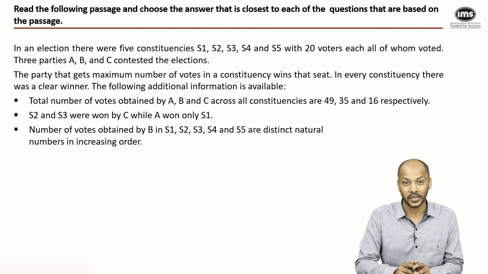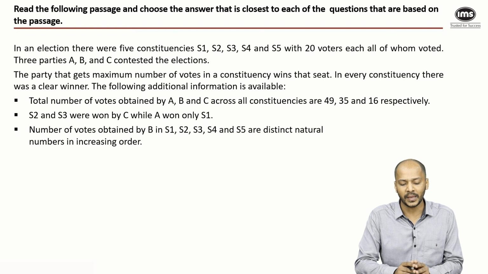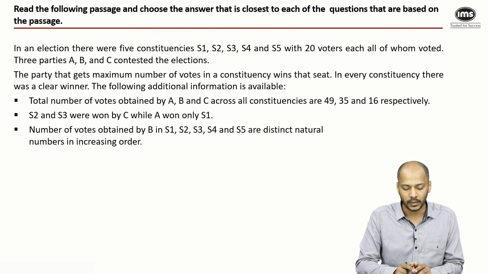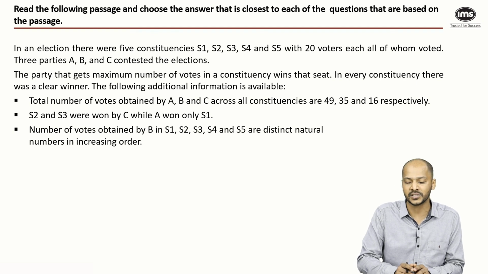In an election, there were 5 constituencies S1, S2, S3, S4 and S5 with 20 voters in each, all of whom voted. 3 parties A, B and C contested the elections. The party that gets maximum votes in a constituency wins that seat. In every constituency, there was a clear winner, so there was no tie at the top. The following additional information is available. Total number of votes obtained by A, B and C across all constituencies are 49, 35 and 16.